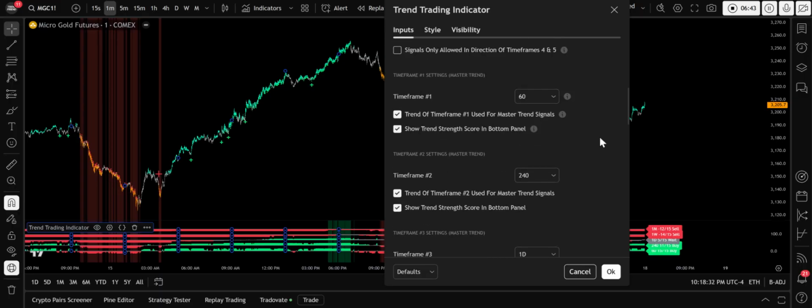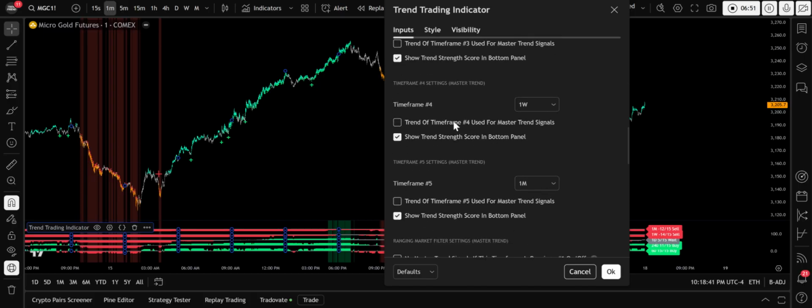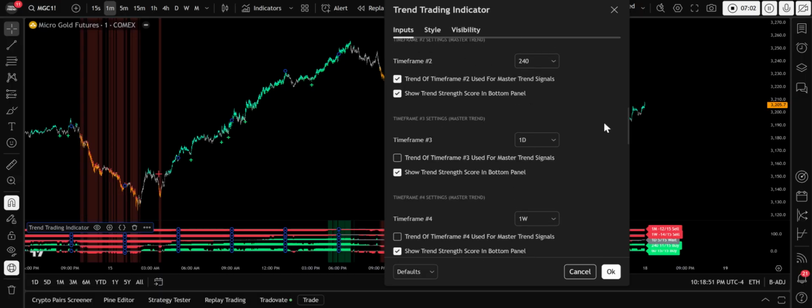So if you're intraday trading, I recommend the 60 and the 240. You can add the daily on there if you want, but you just won't get as many signals. If you add the weekly and monthly, you won't get as many signals as well. But then you'll only get signals that are with the long-term overall trend. So it's up to you how you want to set those up, but just make sure that you understand that these control everything.